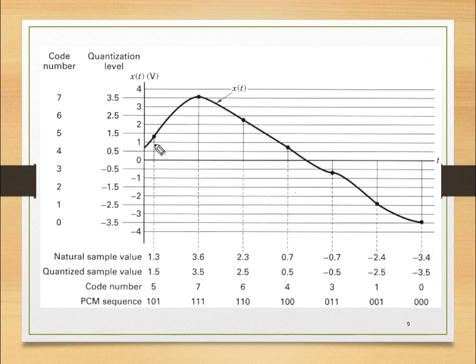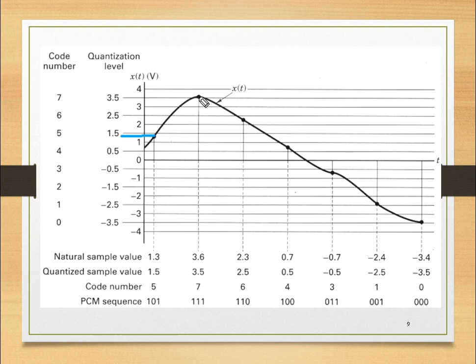For example, here, when I take 1.3, when I go here to the quantized values, I don't have 1.3. What do I have? I have the closest two values, 1.5 and 0.5. Which one is closest to 1.3? Definitely 1.5. That's why 1.3 is treated as if it is 1.5. The code number, after you put the code numbers 0, 1, 2, 3, 4, corresponds to code number 5, which in binary is 101.